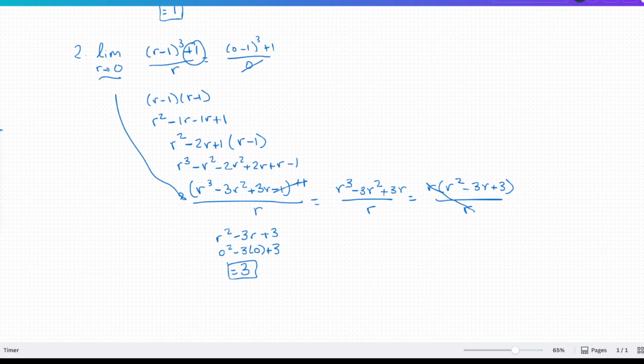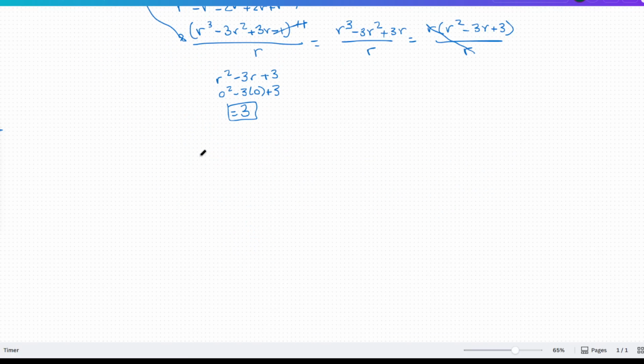So there's that one. And then finally, we'll take a look at a more complicated one. And we'll have the limit of h approaching 9, square root of h minus 9 to the 4th.